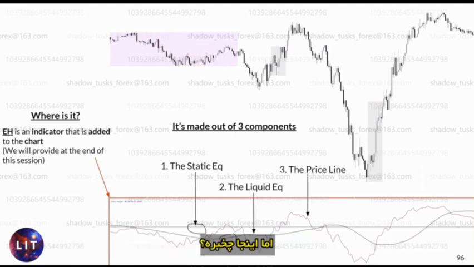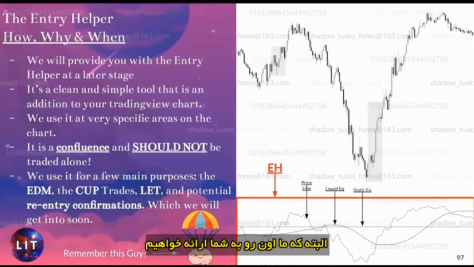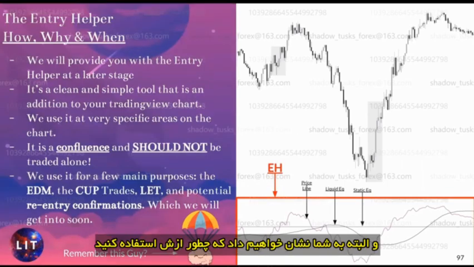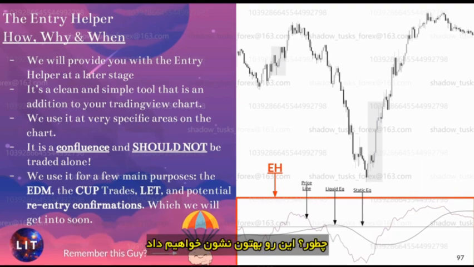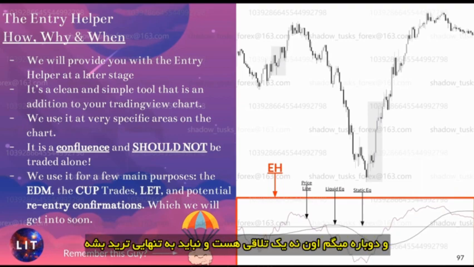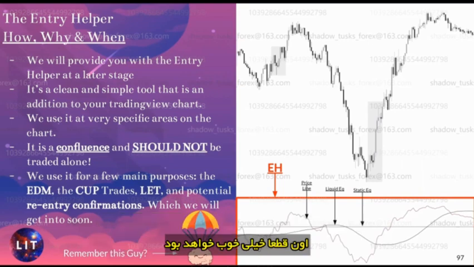But what is going on here? How do we even take advantage of that? Of course, we will provide you with it, and we will show you how to use it. It definitely looks clean, it's not overcomplicated whatsoever, and it just adds a lot more clarity. How? Of course we will show you. And again, it is a confluence and should not be traded alone. We will use it for LETs and EDMs, and also to confirm trades and entry opportunities. It will be definitely very, very good.